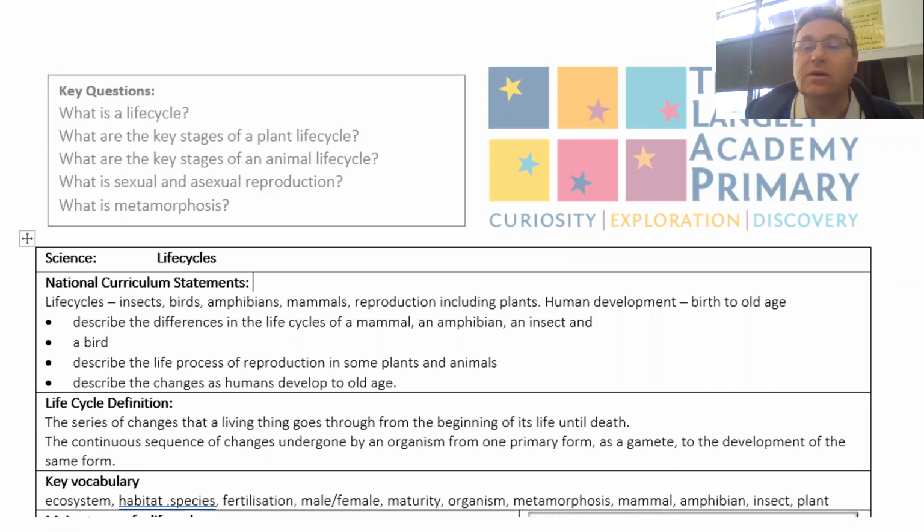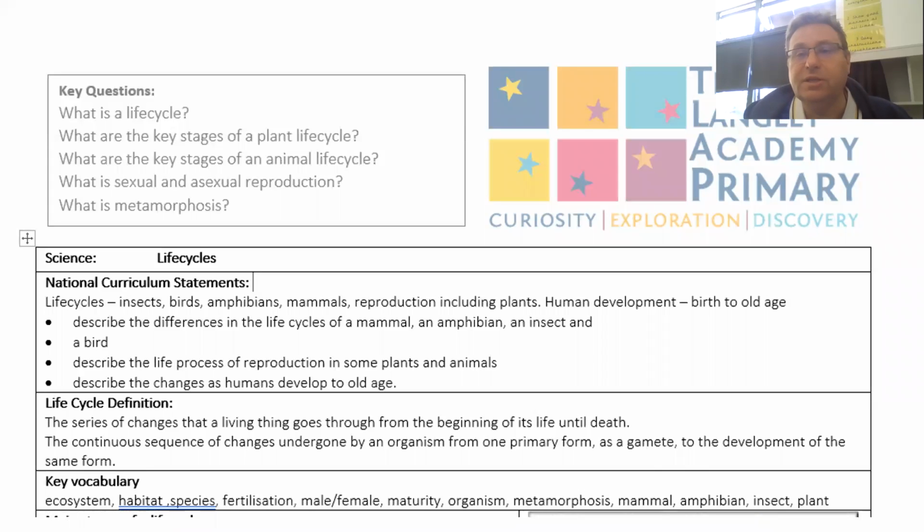As you know, in science we've been looking at life cycles, the life cycles of all living things, and noting that every living thing does have a life cycle which goes through its early development, how it grows onto maturity, and eventually obviously leads on to its demise.